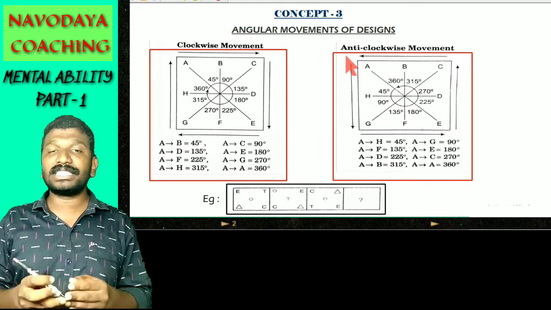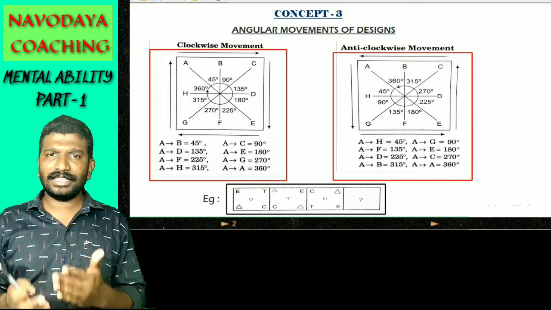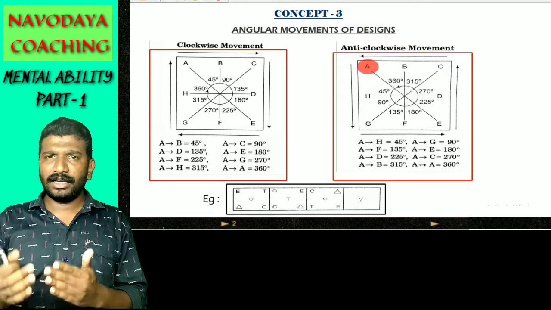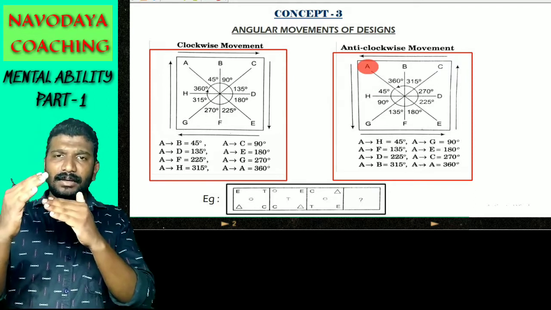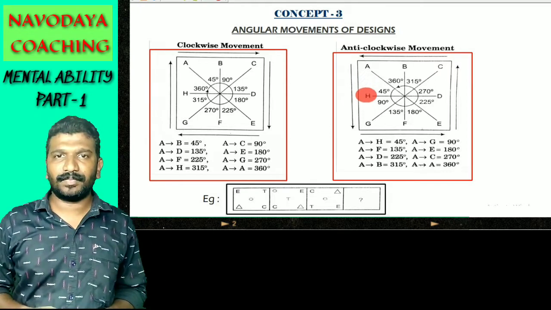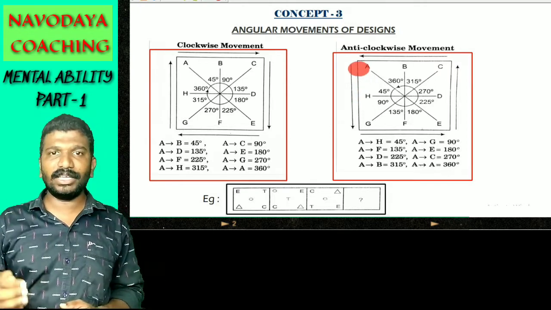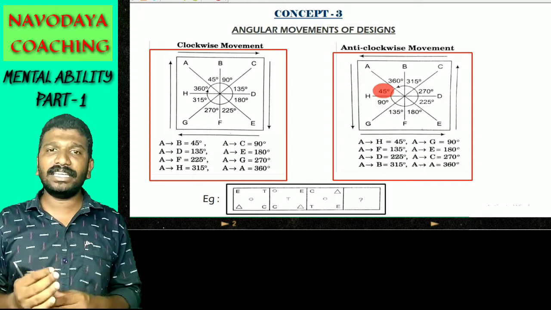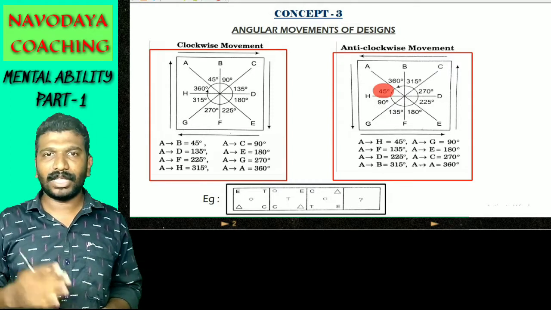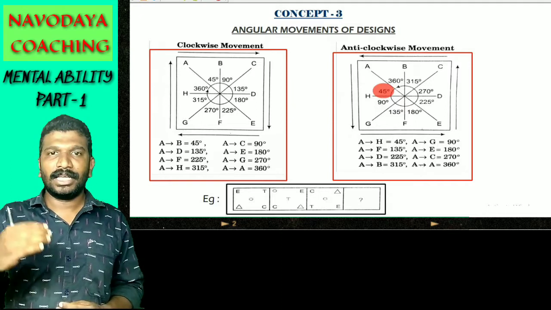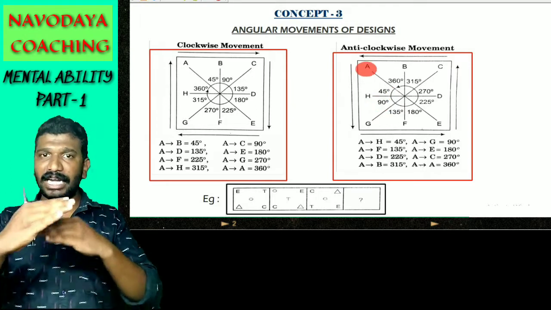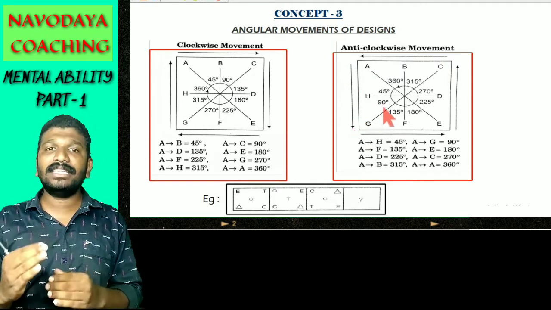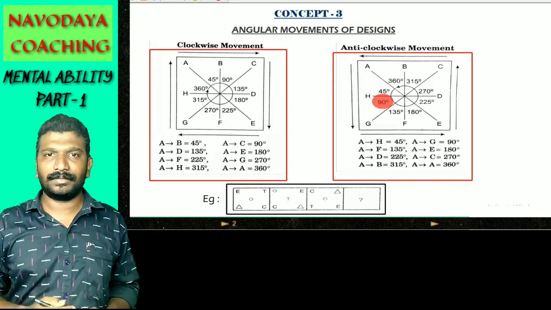Next, the anti-clockwise angular movement of a design. Here nothing, just the opposite of the clockwise direction movement. If the figure is moving from the position A to H in the anti-clockwise direction, then the movement of the figure is anti-clockwise 45 degree. Next, if the figure is moving from the position A to G, then the movement of the design is anti-clockwise 90 degree.